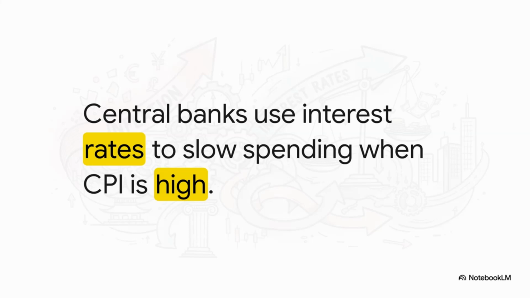Now, the driver wants to keep the car cruising at a nice, safe speed, usually aiming for a target inflation rate of around 2%. But if that CPI speedometer starts climbing way too high, indicating prices are rising too fast, the driver has to act. So what do they do? They stomp on the brakes. And in the economy, those brakes are interest rates. Raising interest rates slows down spending and cools off the entire engine.